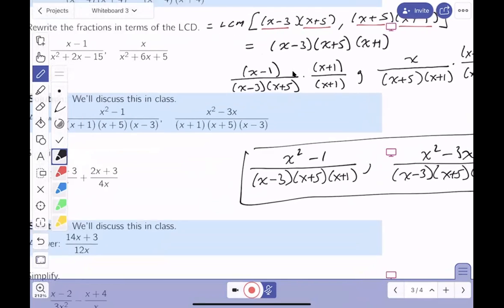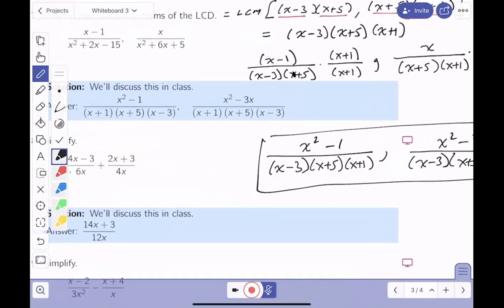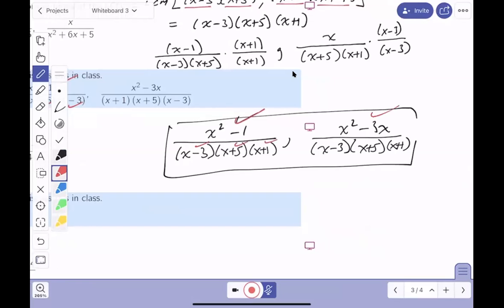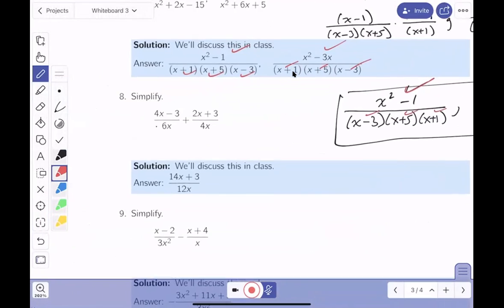Now someone says, are you really done? I don't know. I'm going to check it. I'll use red. I see that. It's a different order, but I see the x plus 1. I'm seeing the x plus 5 and x minus 3. Let's see if the second guy's right. X squared minus 3x, I see that. I see the x plus 1. I see the x plus 5. And I see the x minus 3. Worked out beautifully. All right, let's keep going.